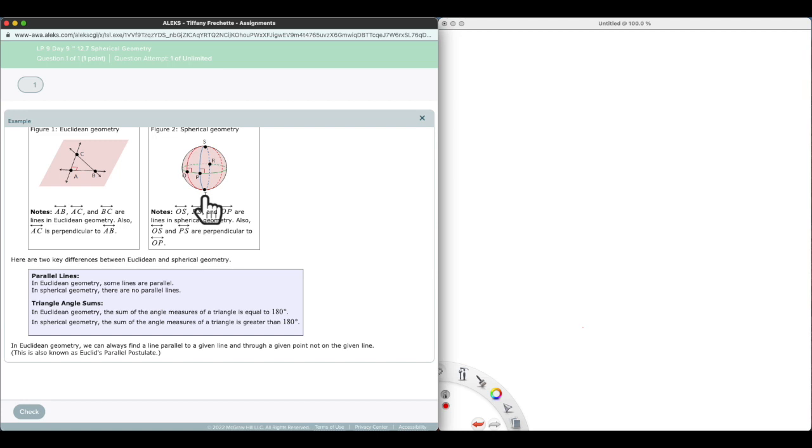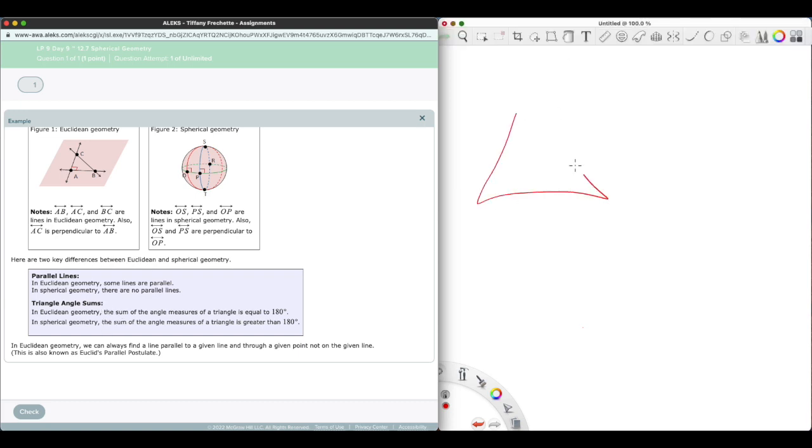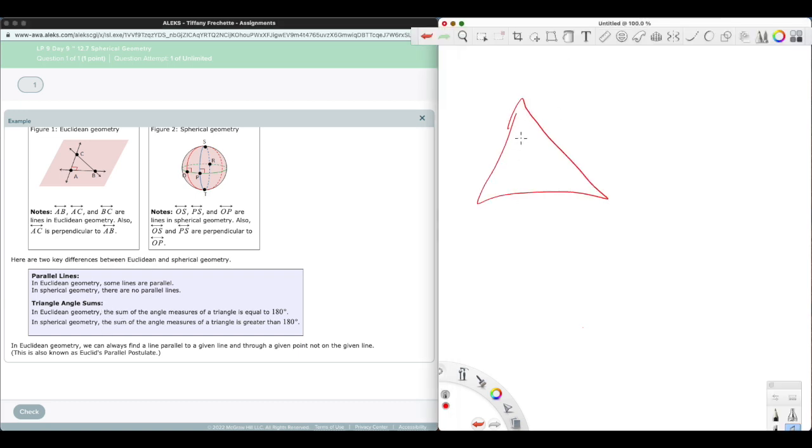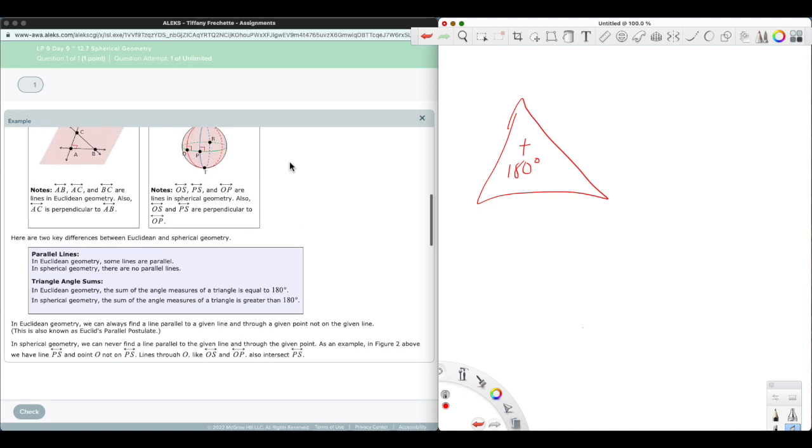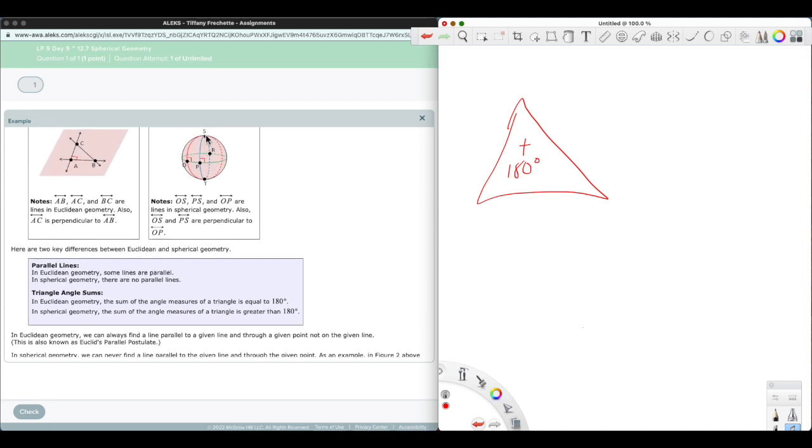So the triangle angle sum theorem, that's one that we use all the time in Euclidean geometry, right? We have a triangle, and the sum of the three angles is 180 degrees. So I just did a plus sign for sum. The three angles have to add up to 180 degrees. We know that. We've used it many, many times. But in spherical geometry, the sum of the angle measures of a triangle is greater than 180 degrees. So it's a little different because of the way that it's shaped in spherical geometry.